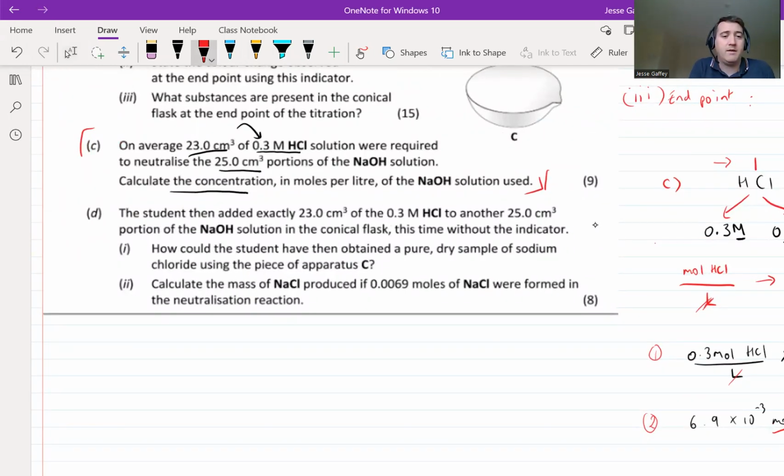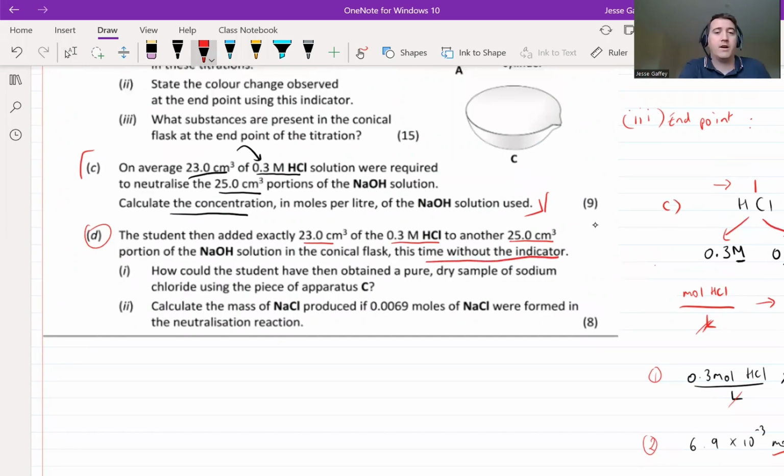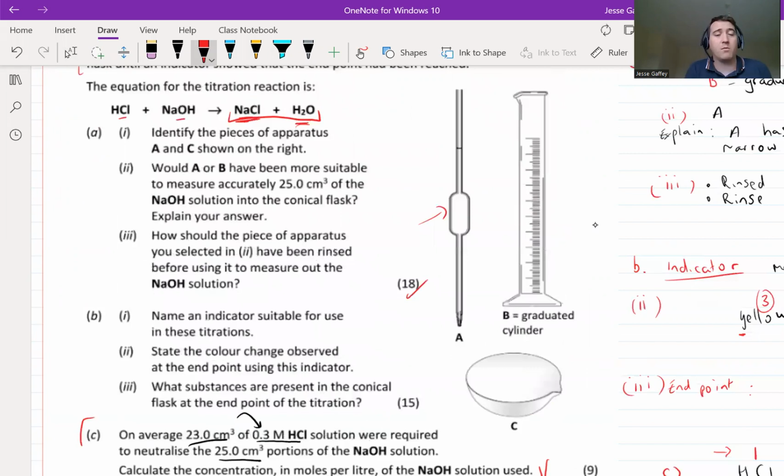This one has a part D. It says the student then added exactly 23 centimeters cubed of the 0.3 molar HCl to another 25 centimeter cube portion of the NaOH solution. So exactly what they've done, they added 23 on average. This time they've done it again, but without the indicator. So what they're trying to do here, and you should maybe notice from your junior cert titration, is they are trying to produce a sample of salt that's not dyed by the indicator.